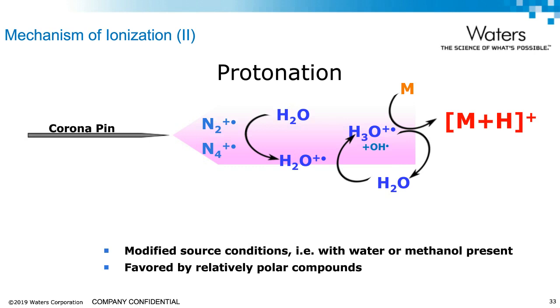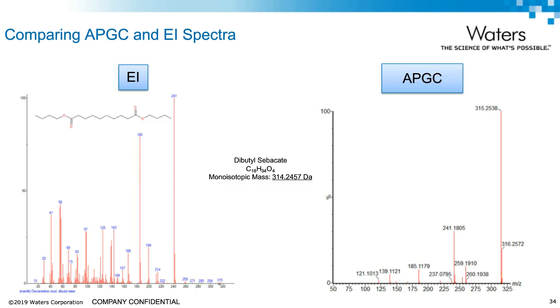The spectra obtained via APGC show much less fragmentation than traditional GC ionization. In the example shown here, dibutyl sebacate has been ionized by EI on the left and by APGC on the right. The APGC spectrum does show some fragmentation, but we also observe a significant amount of the monoisotopic ion at mass to charge 315.25 Daltons.